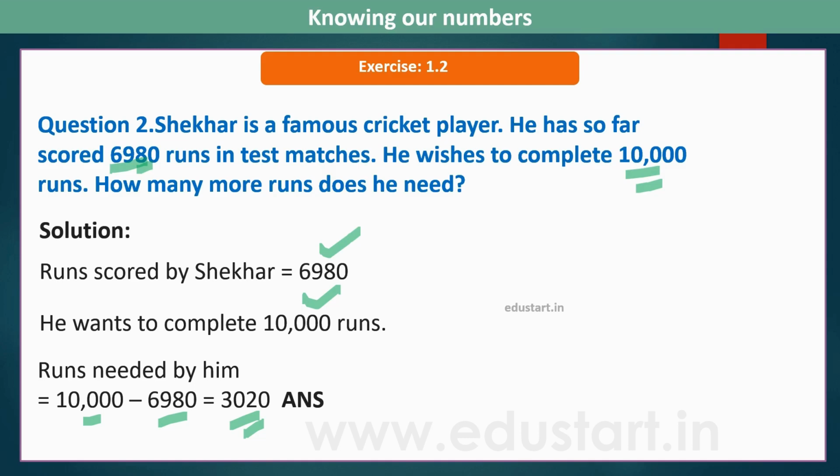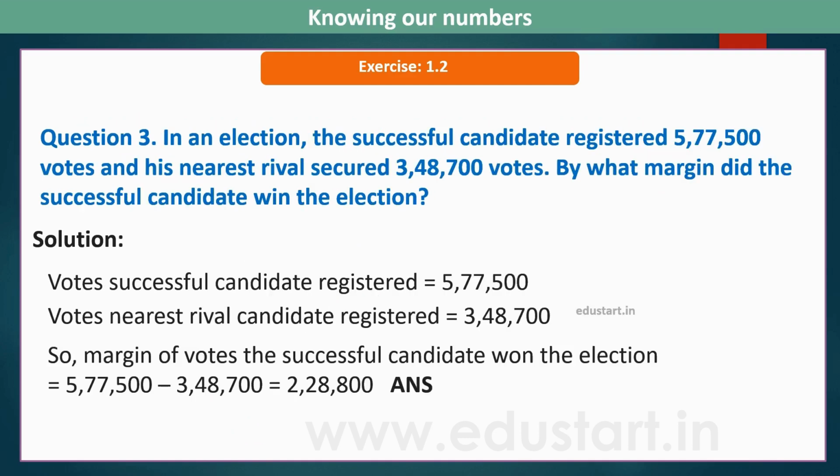Okay. In an election, the successful candidate registered 5,77,500 votes, and his nearest rival got 3,48,700. So by what margin did the successful candidate win the election?